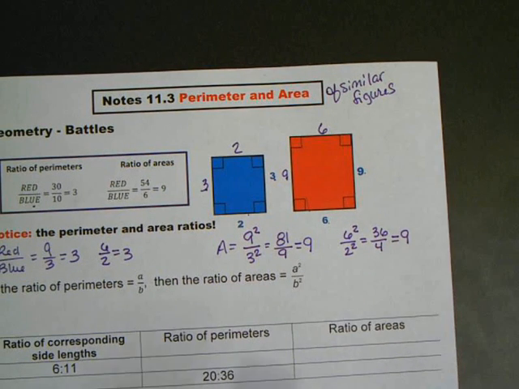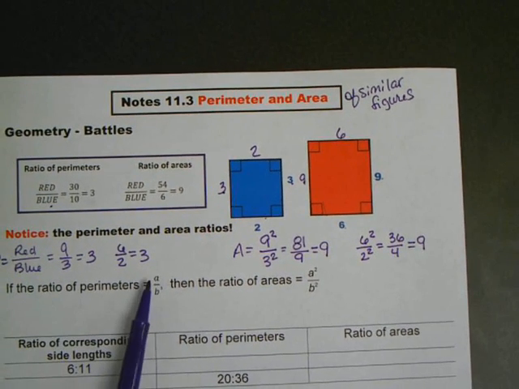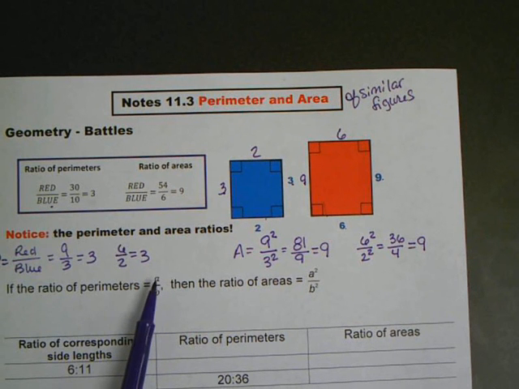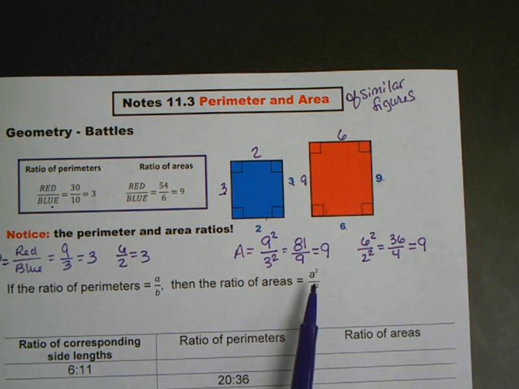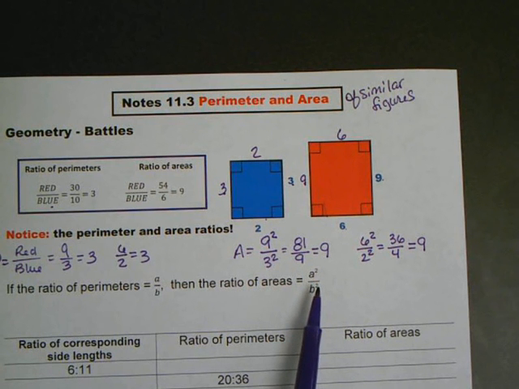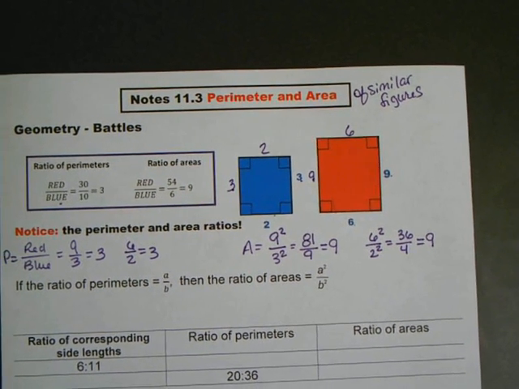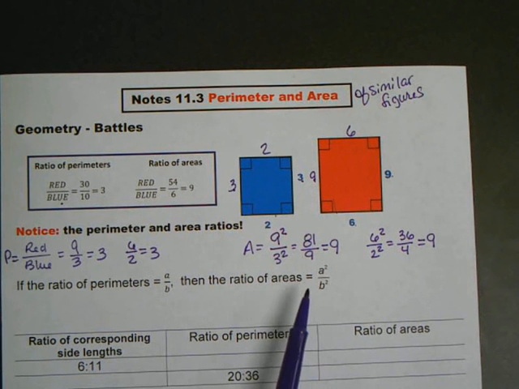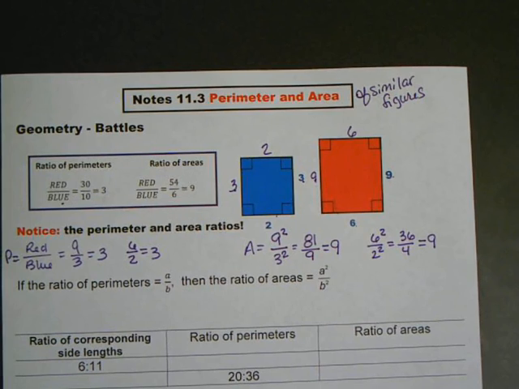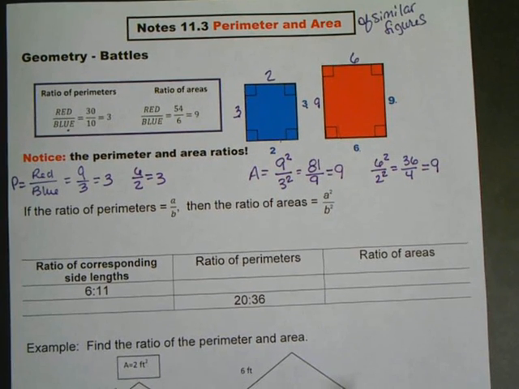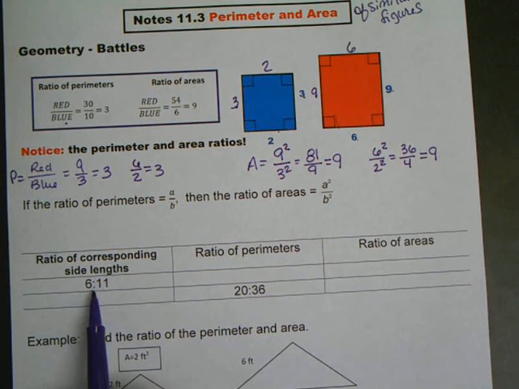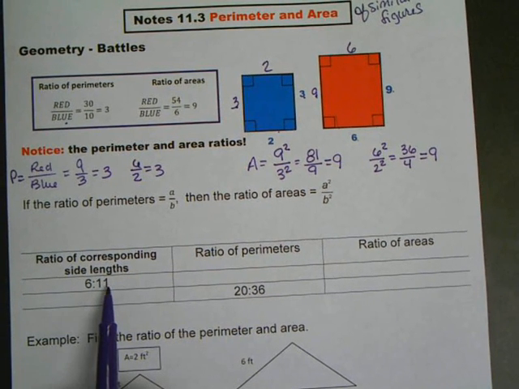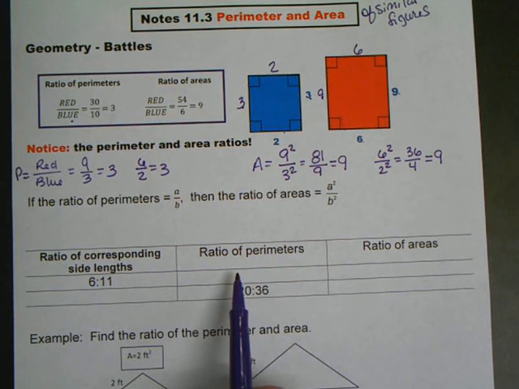All right, so if the ratio of your perimeters is A to B, and that's just in generic form where you take the length of your sides and compare them, then the ratio of the areas are the same numbers except they're squared. So it's really easy to find those ratios, and you don't even have to know the area of the figures, and you can still write a ratio comparing the areas. All right, now we're going to kind of compare these. So if we have two figures, doesn't matter what the figures are, but their corresponding side lengths are 6 to 11, well then our ratio of perimeters is going to be the same.